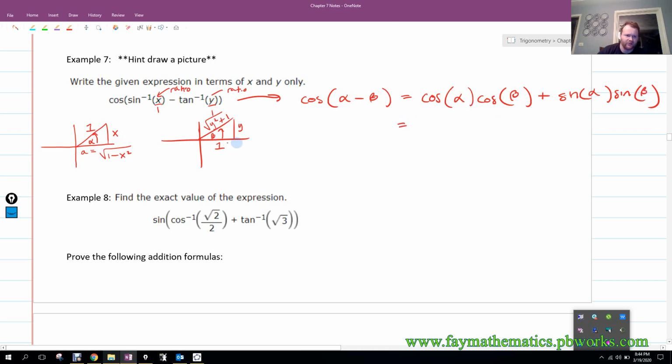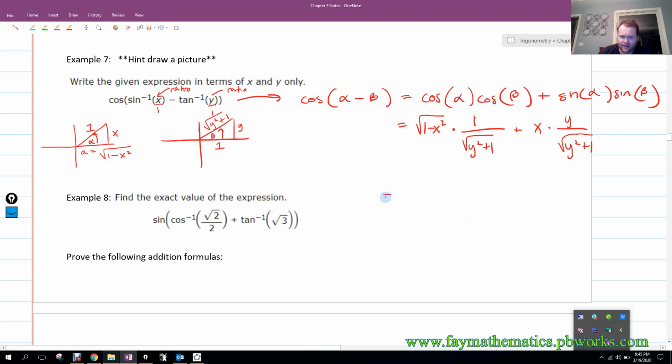Let's see what the cosine of alpha looks like here. Cosine of alpha is adjacent divided by hypotenuse, so that's just root 1 minus x squared, times cosine of beta. Cosine of beta is adjacent divided by hypotenuse, so it would be 1 over root y squared plus 1. Plus sine of alpha, that's opposite over hypotenuse, so x, times sine of beta, which would be y over root of y squared plus 1.